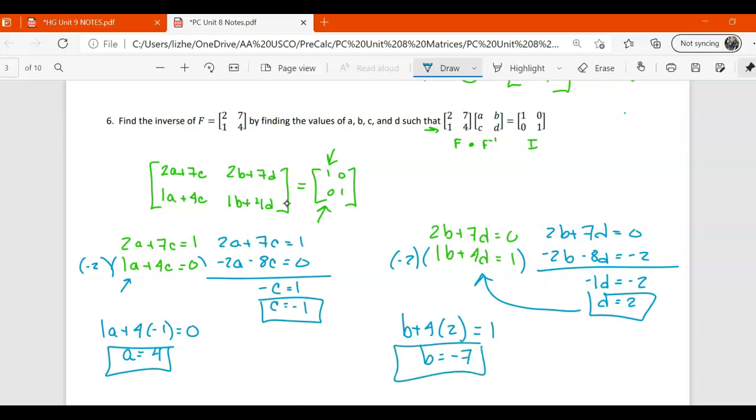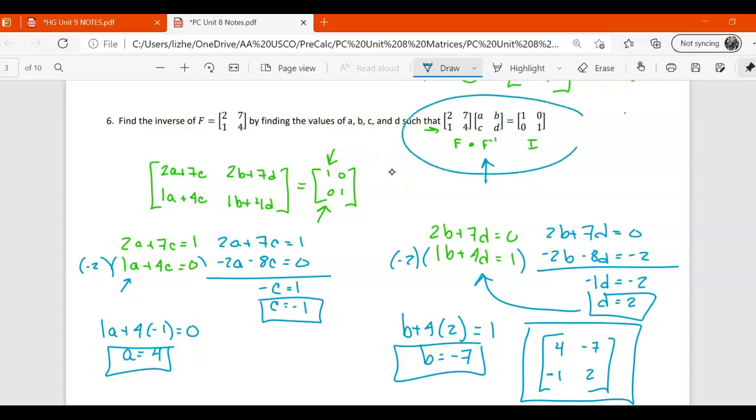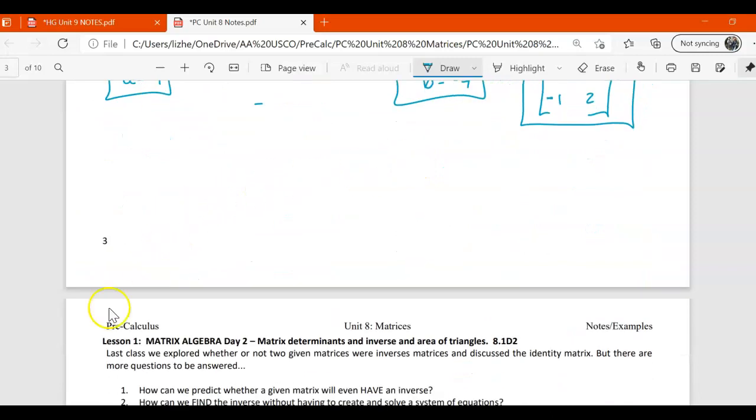So now I can find this right here. That was my whole goal, to find the inverse. And that would be A is 4, B is -7, C is -1, and D is 2. There's the inverse. Now the good news is there's a better way to do that. But that is one way to do it. And I also wanted to do that because you need to see how you can take that and write these little equations. You're going to be doing that. So you want to be able to find your information. And that is the end of the lesson.